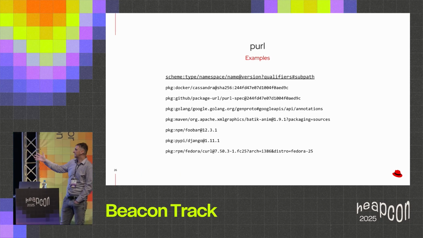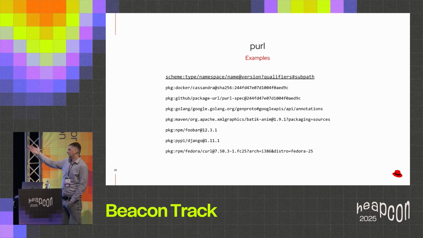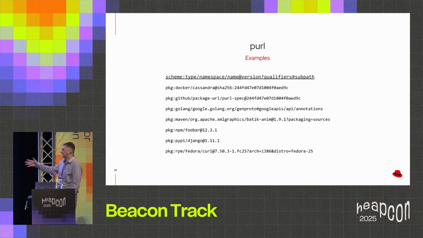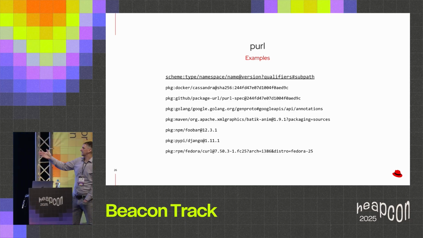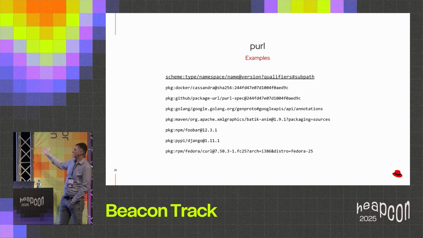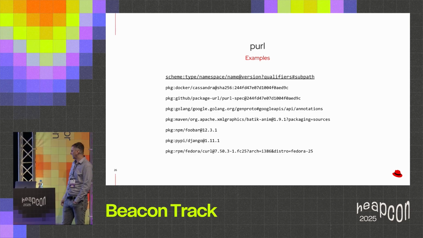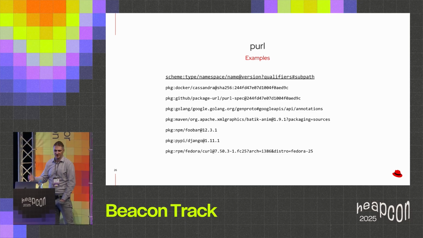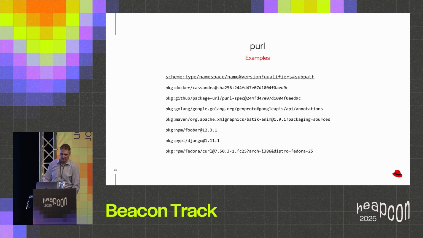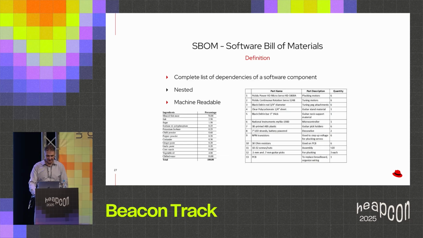So you can see here different examples of Docker containers or Maven jars or RPMs. It's a simple schema: ecosystem, namespace, name, and a version, and then an unlimited number of qualifiers that can additionally help us tie things down to a specific architecture or something like that.